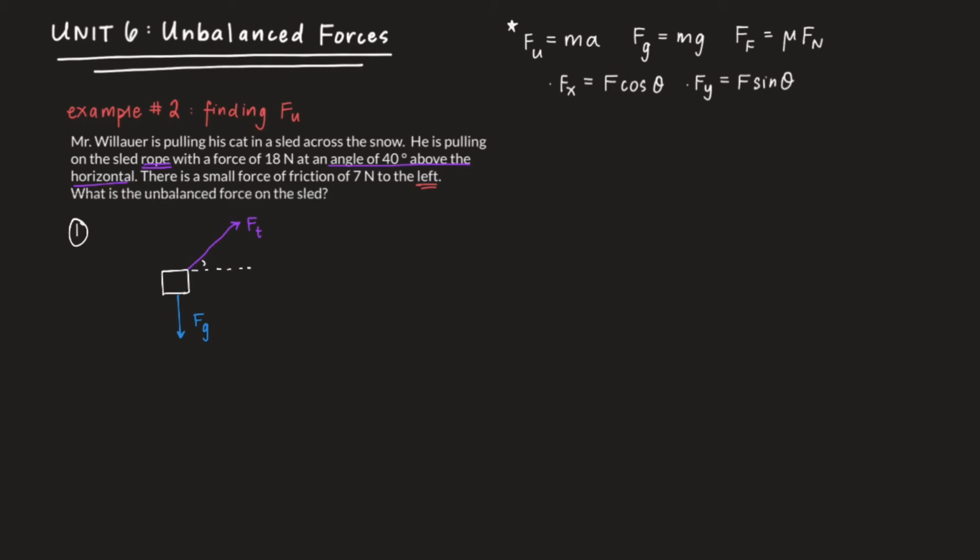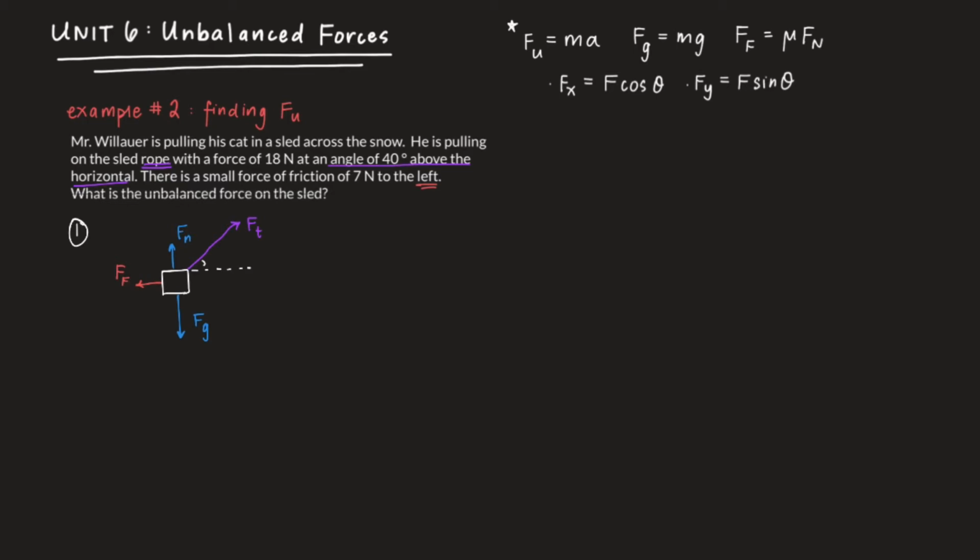Okay, we also know that there's friction pointing back to the left, so there's a little bit of friction. It says that there's a small force, so I'm going to draw a small arrow. And like I said at the beginning, we also know that there is a normal force. But usually we draw the normal force equal and opposite to the force of gravity. But it can't be equal in this case, and I'll show you why.